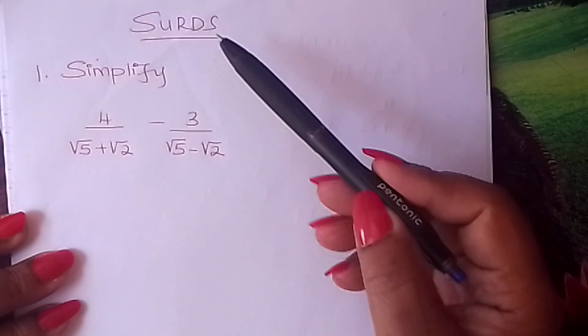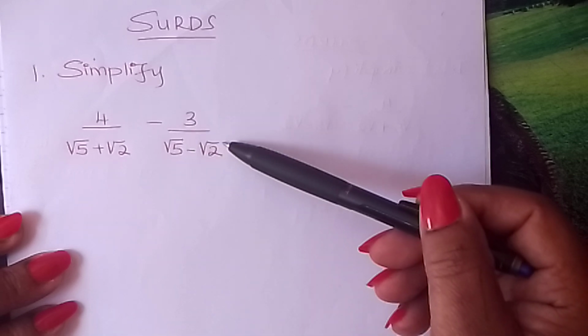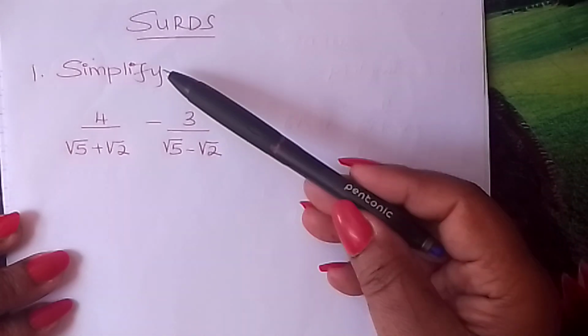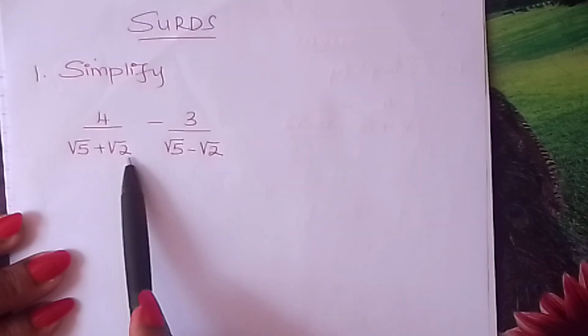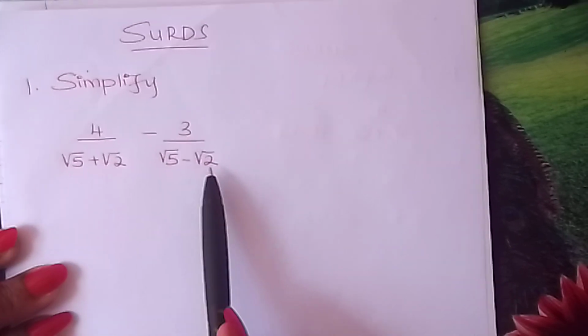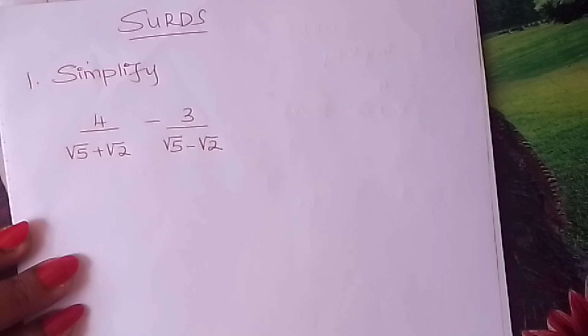I would like us to look at this problem on surds from form 3 work. You are told to simplify 4 over root 5 plus root 2 minus 3 over root 5 minus root 2. So, how do you go about this, learner?